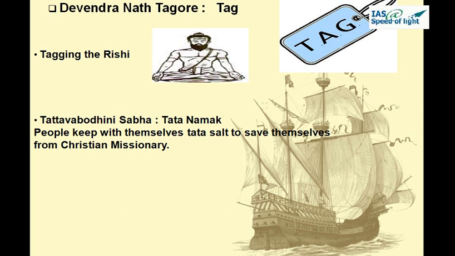Coming to the next person now, and he is Devendranath Tagore. From Tagore we get tag, a tag. Normally you tag people on Facebook pictures, or these are the tags which you put on items. So tagging the rishi, he is also known as Maharshi. Devendranath Tagore is also known as Maharshi. So one day, one rishi, one saint or sage, was meditating like this, and you went to him and put a tag on him. So tagging the rishi, Maharshi, tag is Tagore, Devendranath Tagore.